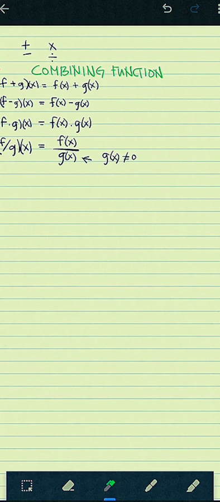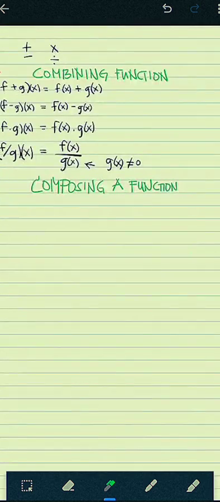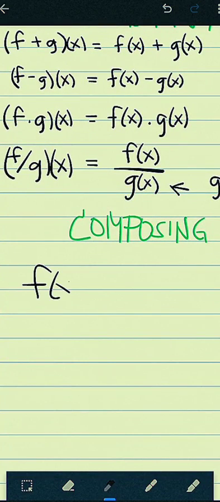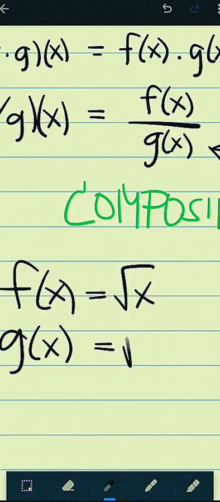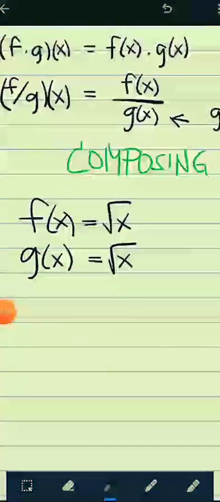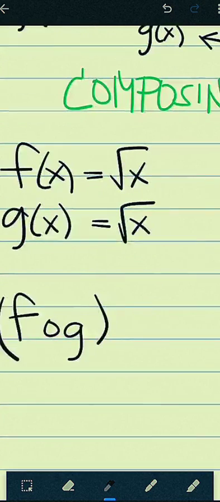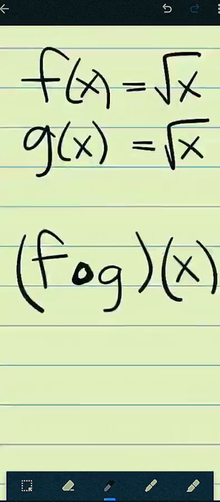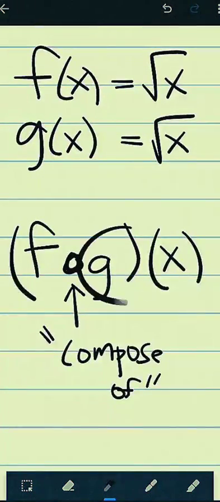Now, the second thing is, what if we compose a function? In composing functions, you will often see something like this. For example, if we have f of x equal to square root of x and g of x equal to square root of x, and the problem asks you what f circle g of x will be. If you see this circle notation, that just means composed of. So f should be composed of g.